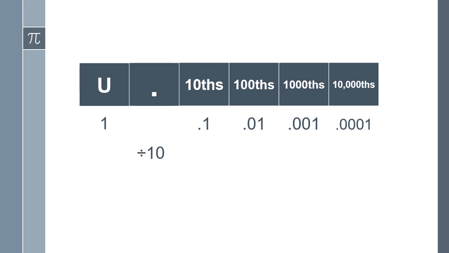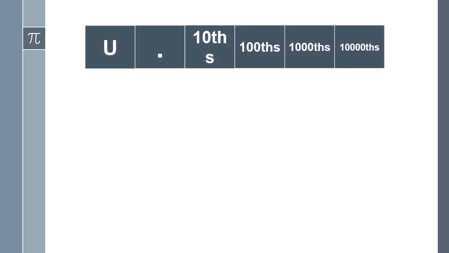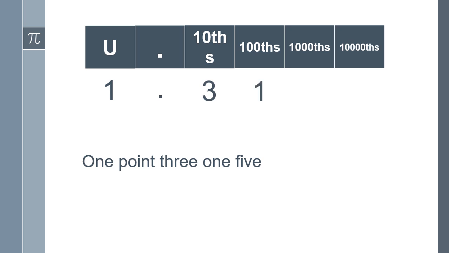And if you have a think about the pattern, whereas previously it times by 10 each time, this time we divide by 10 each time. So that's how you move from one column to the next. So let's put some numbers into this. 1.315. So 1 in the units column, 0.315. So the 3 represents the tenths, the 1 represents hundredths, and the 5 represents thousandths.